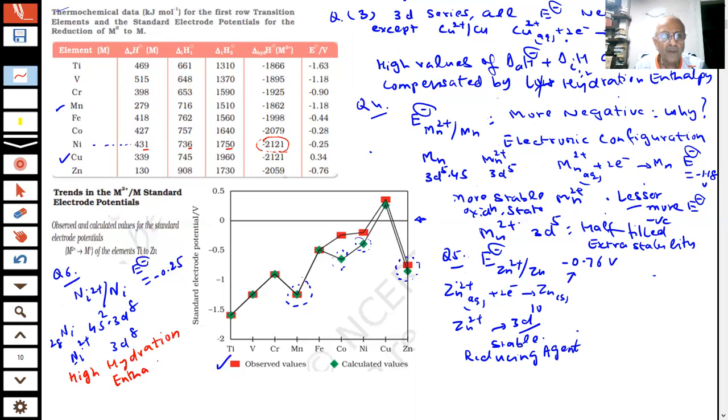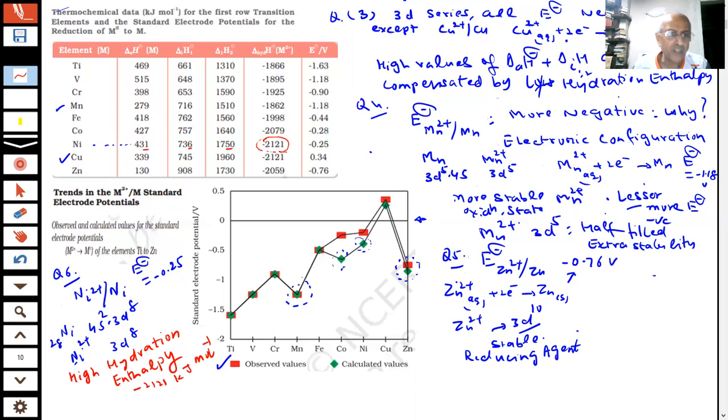Got it? Yes, sir. How much is the value? Minus 2121 kilojoule per mole, students. Question answered? Yes, sir. Question answered.